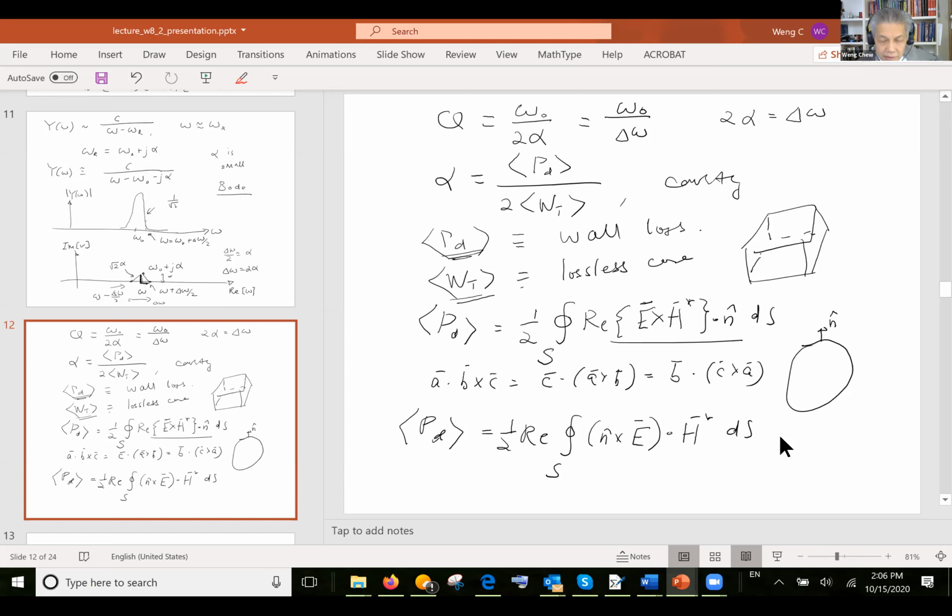And you note, what is n cross E if we have a PEC wall? If the cavity is made of PEC, what is n cross E on the cavity wall? Anybody? What happens to the n cross E on the cavity wall? E is parallel to the cavity wall and n is perpendicular, so their cross product will be parallel to the wall, and so it should be 0.